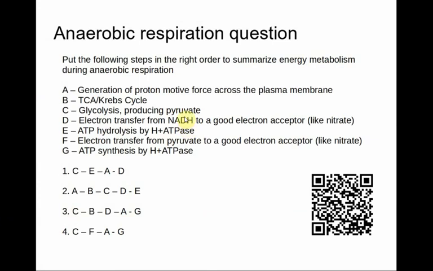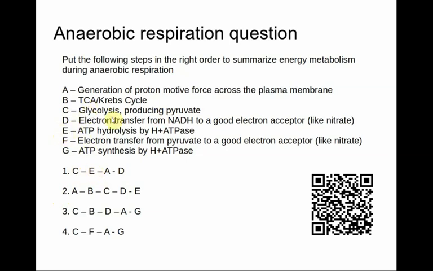So anaerobic respiration, you've got glucose as the source of energy to start off with. So the first step is always going to be glycolysis. That's the first step in fermentation. It's the first step in respiration. So first step is definitely going to be C, so 2 is wrong, okay? So the first step is glycolysis. Glucose goes to pyruvate. Then what happens next?